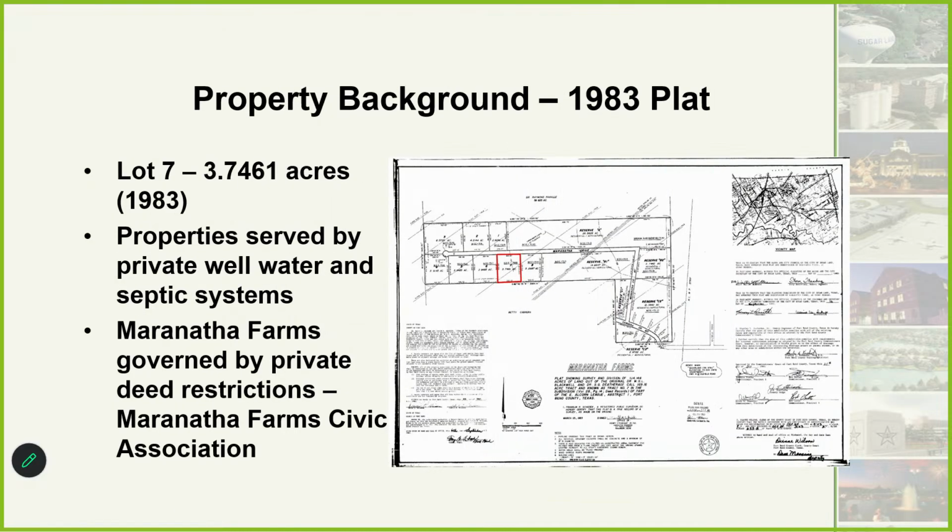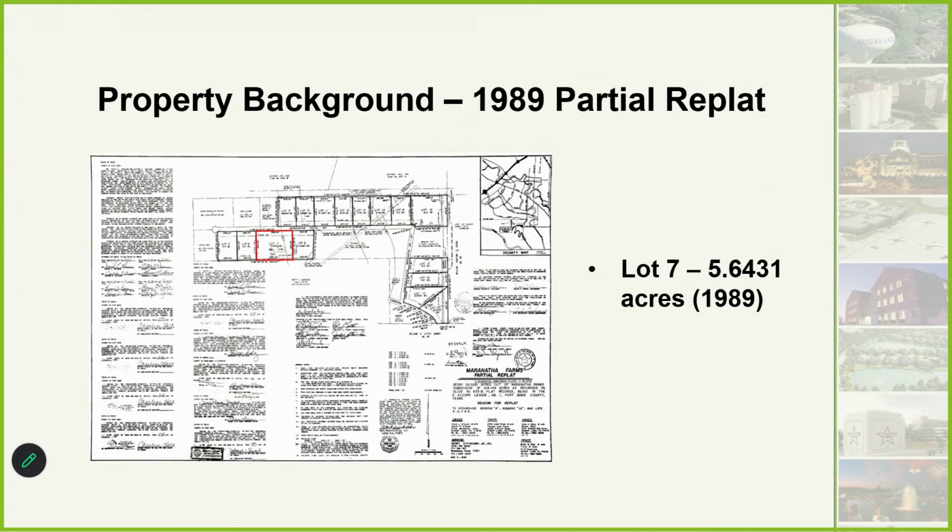This is the 1983 plat showing Lot 7 at 3.7 acres. This is also in the Maranatha Farms Civic Association. The deed restrictions were also incorporated. All the properties in the development were served by a private well water and septic system, is how it was developed. This is the 1989 partial replat. Lot 7 got larger, up to 5.6 acres.